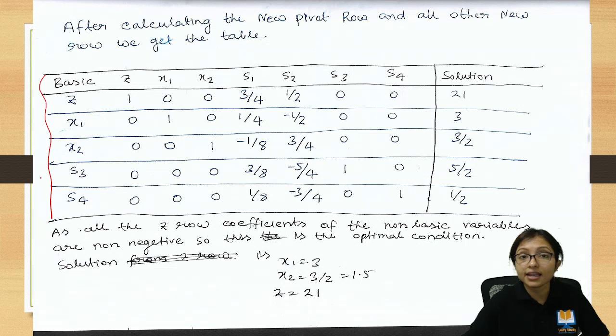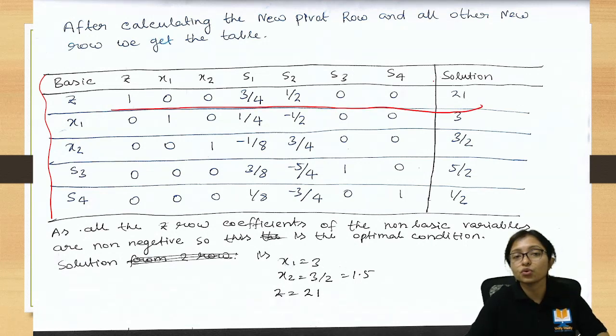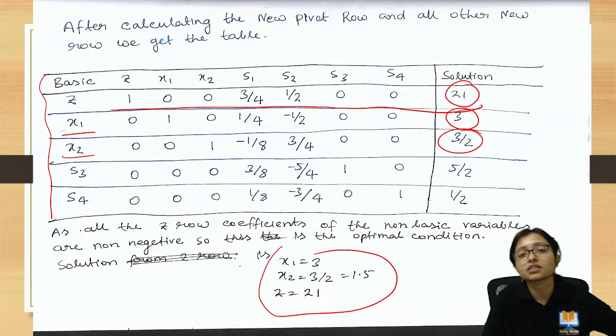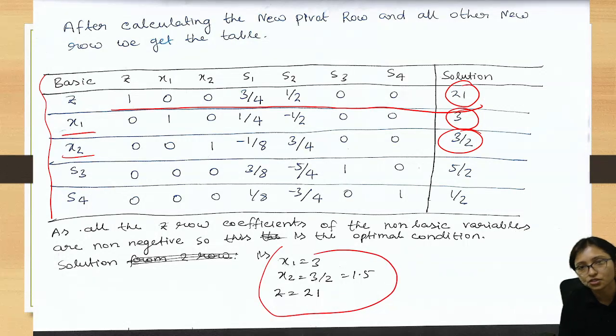This is the final answer, because you can see in the Z all are now positive values. You can stop now. What is the answer here? Z value is 21, x1 value is 3, x2 value is 3 by 2, and this is your answer. You are getting the answer here. This is your final answer. Like this way you will get your final answer. Okay, yes, this is the process.